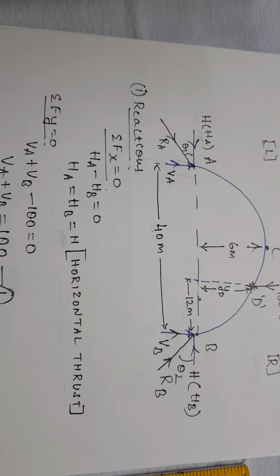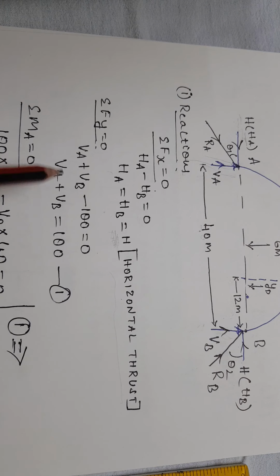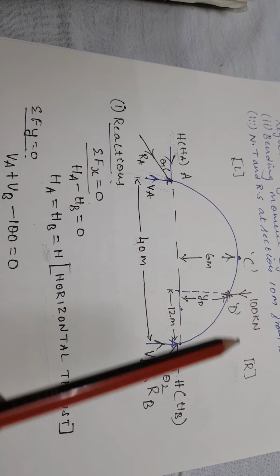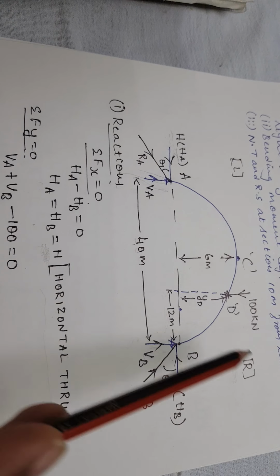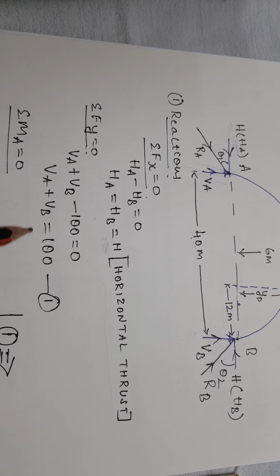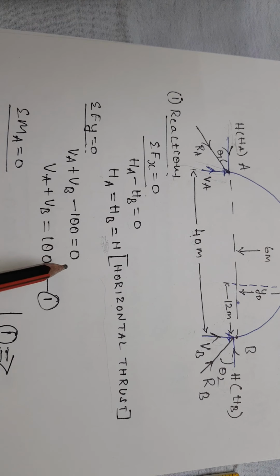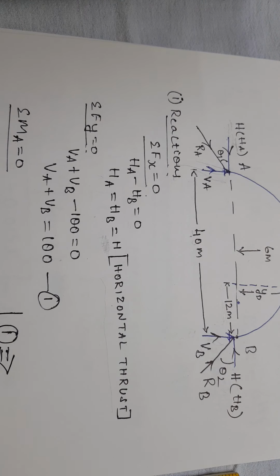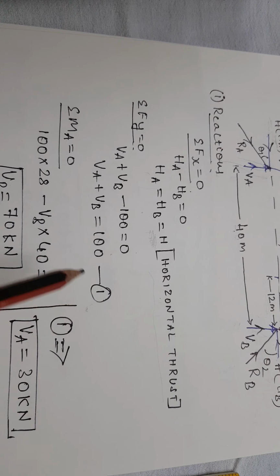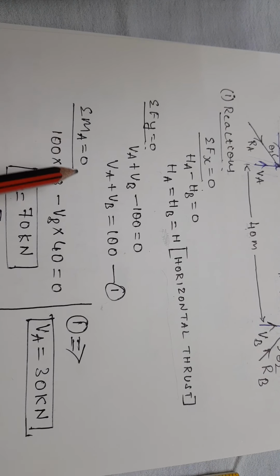Next I am considering summation of Fy equal to 0. That is vertical reactions VA plus VB, these two moving upwards are positive, minus 100 kilonewton. That's the equation: VA plus VB minus 100 equals 0. I'm considering this as equation 1. Then I'm considering moment at point A equal to 0.